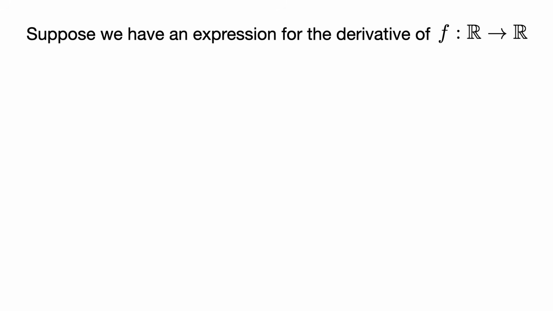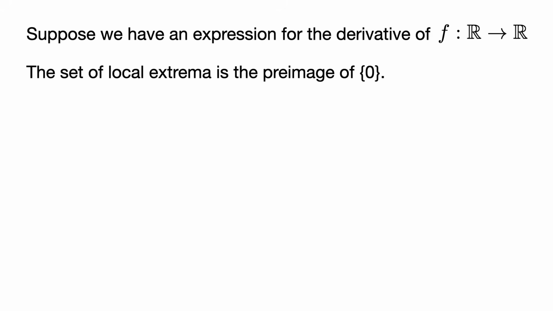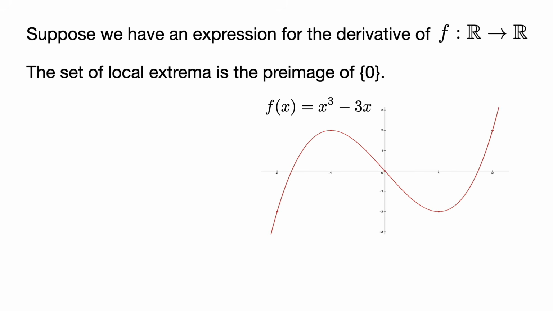Suppose we have an expression for the derivative of f, which maps the real numbers to the real numbers. The set of local extrema is the preimage of 0. So we can find all the local minima and maxima simply by figuring out where the derivative is equal to 0. That's because the slope at those points is 0. So here's an example. Hopefully you could see from this graph that the slope of the tangent line at -1 and at 1 would be 0.